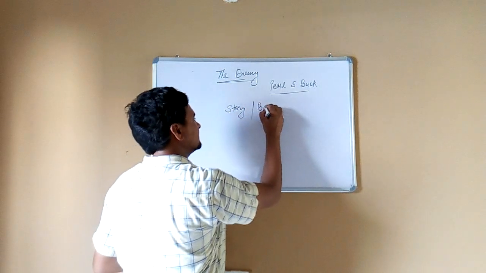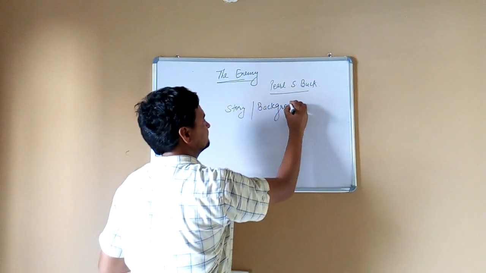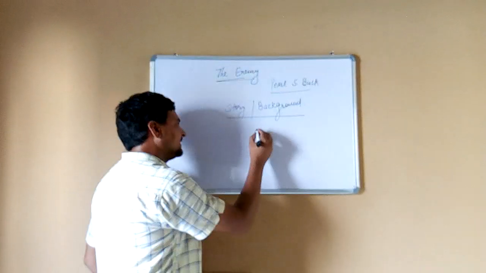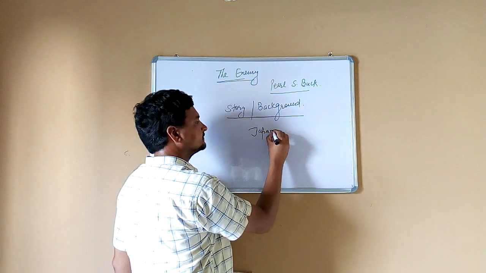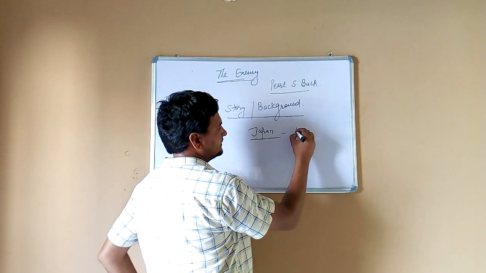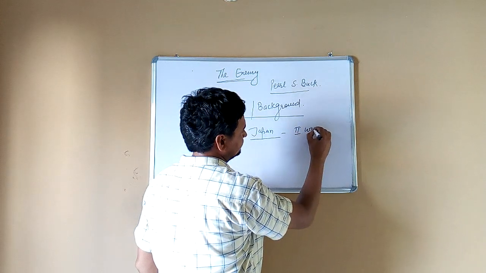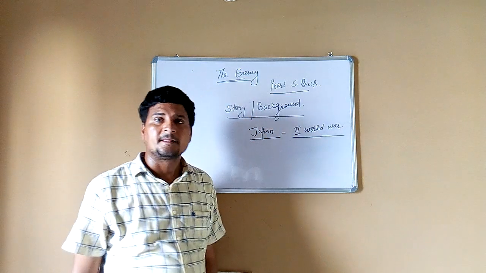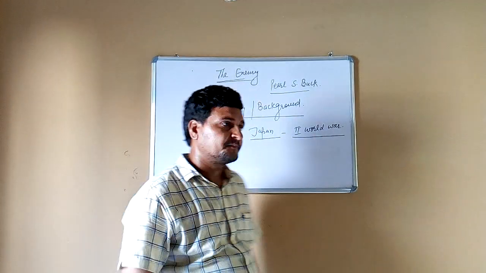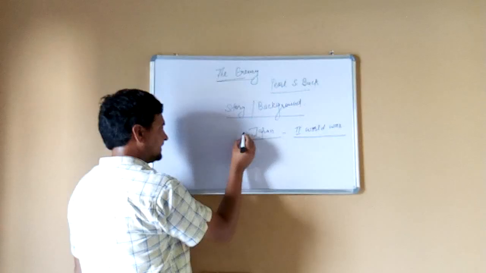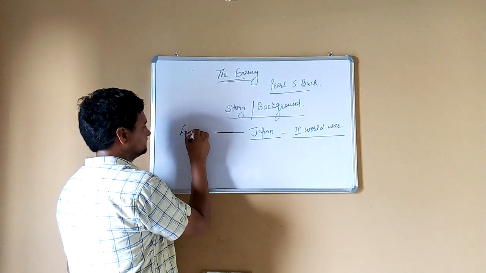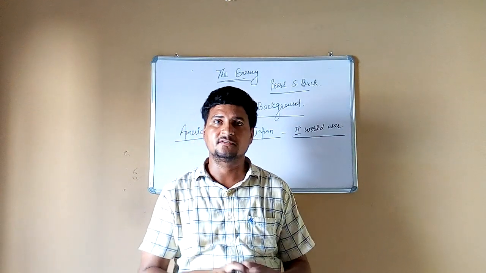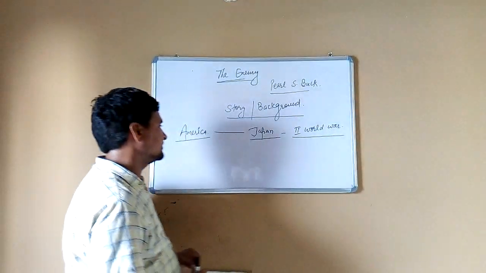First of all, let's discuss the background of the story. The story is set in Japan, and the time is of the Second World War. In that war, Japan and America were fighting against each other. They were enemies to each other.